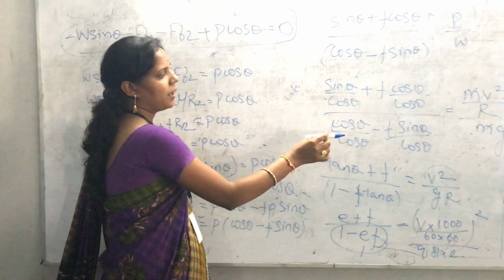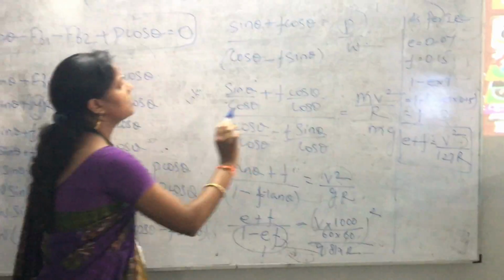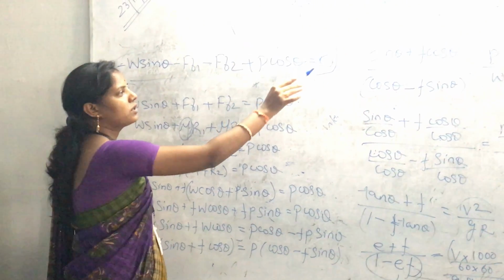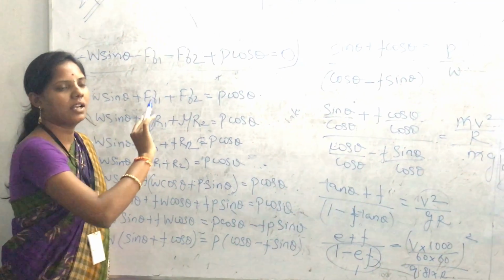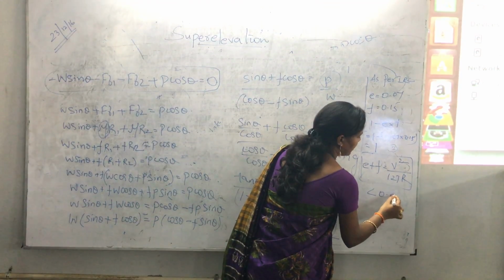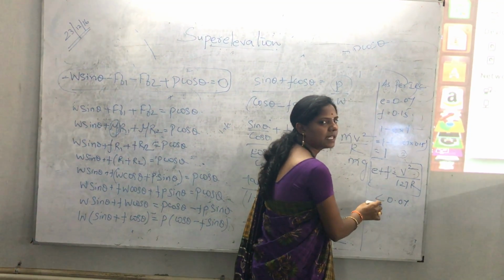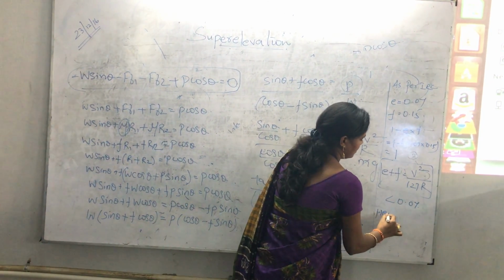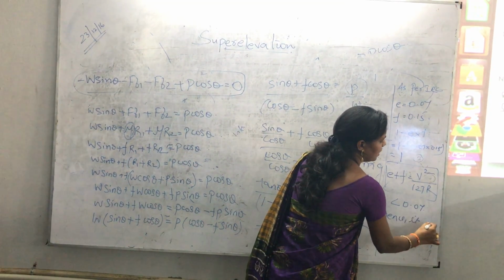The basic logic applied to derive the superelevation is that the algebraic sum of all the forces along the transverse direction is 0. Then the total value should be less than 0.07. If the value is less than 0.07, hence it is safe to travel on that road.